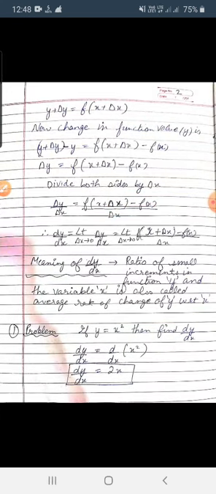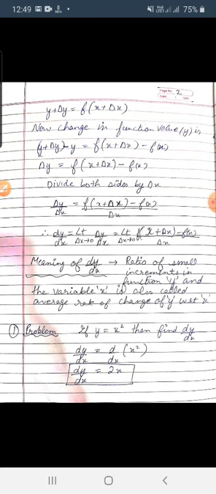Now we find out the change in the function value y. Y plus delta y minus y is equal to f(x plus delta x) minus y. So what will be the value of delta y? Delta y is equal to f(x plus delta x) minus f(x). Now we divide both sides by delta x, then we get delta y upon delta x. Then we apply the limit, delta x approaches 0, then we find out the value of dy by dx.